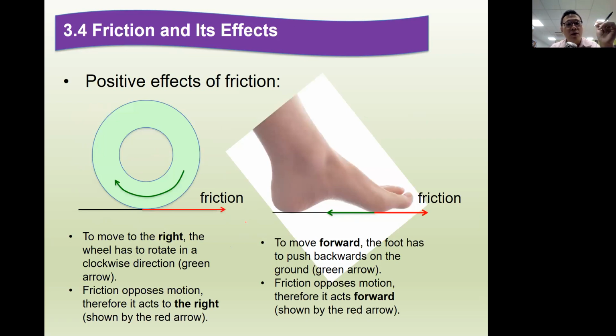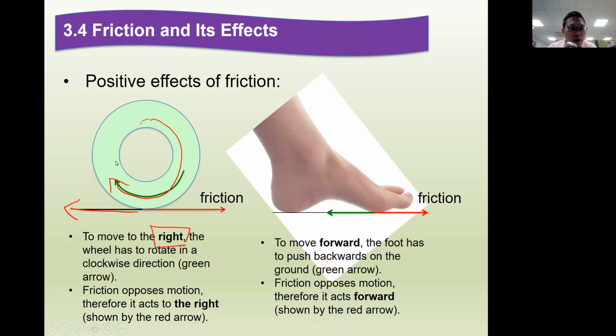The positive effect of friction that we actually use and see very often is, for a car, when the wheels are rolling. Let's say this is the wheel, or even if you're pushing a trolley forward. What actually causes the wheel or the car to move forward? For example, the car is moving to your right, and the wheel is rotating clockwise, like what the green arrow shows. When the wheel rubs against the floor, the wheel is actually pushing the floor backwards.